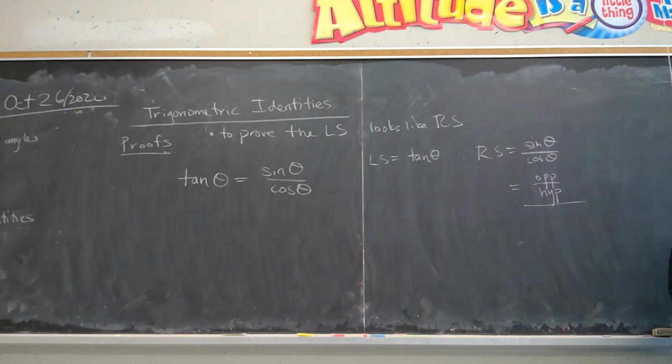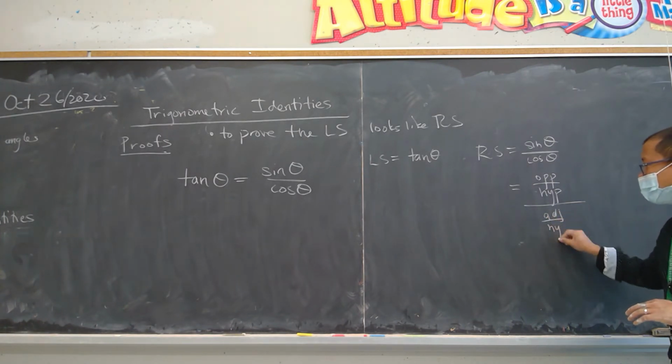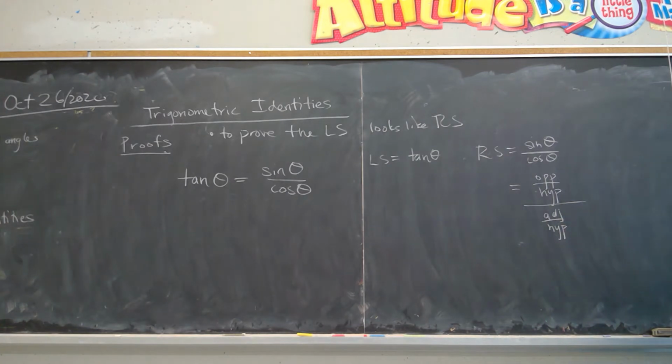Can I get a help from the class? Just the basic definition. Adjacent over hypotenuse is correct. Now I could have used the x's and y's and r's, but I'm worried that some of you are not used to them, which is fine. A lot of students, and maybe in the packet, have used the x's and y's and r's, but I don't like using that for this proof here.